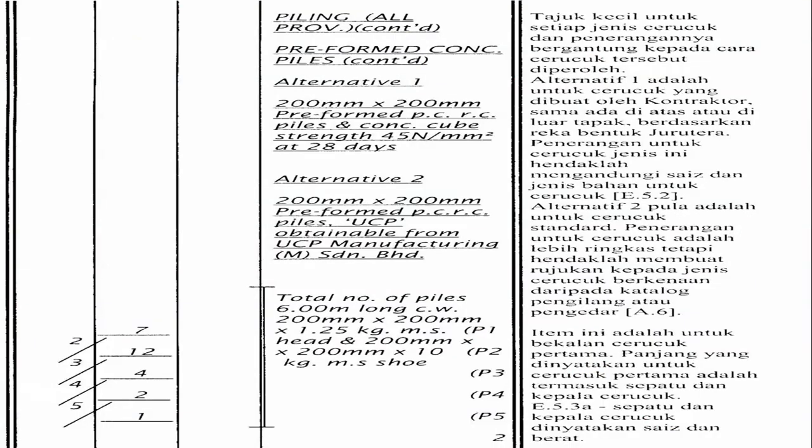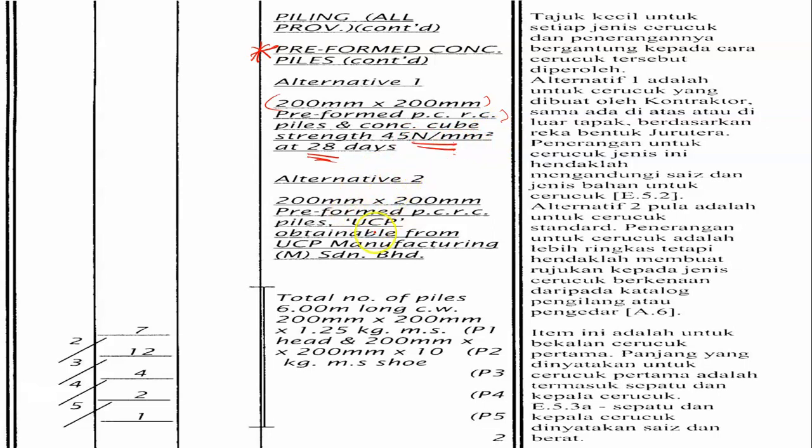And then this example is based on the preform concrete pile. What you need to write is the size of the pile, what is the type of pile, reinforced concrete, and also you need to make sure what is the concrete cube strength at 28 days. The engineer has decided or stated in the specification of material, it was stated 45 Newton per millimeter squared.